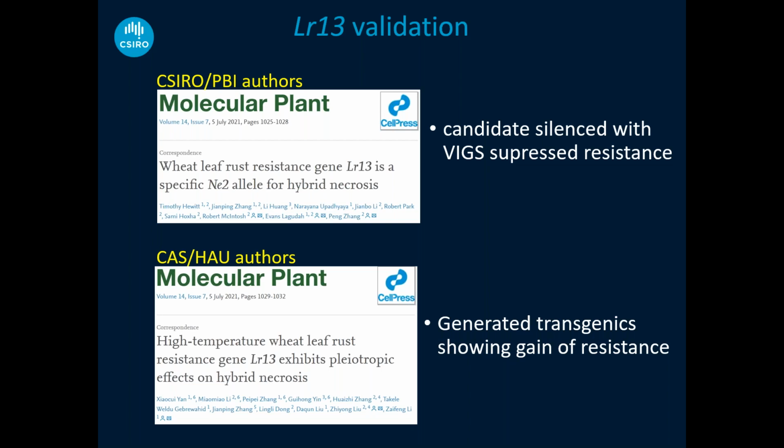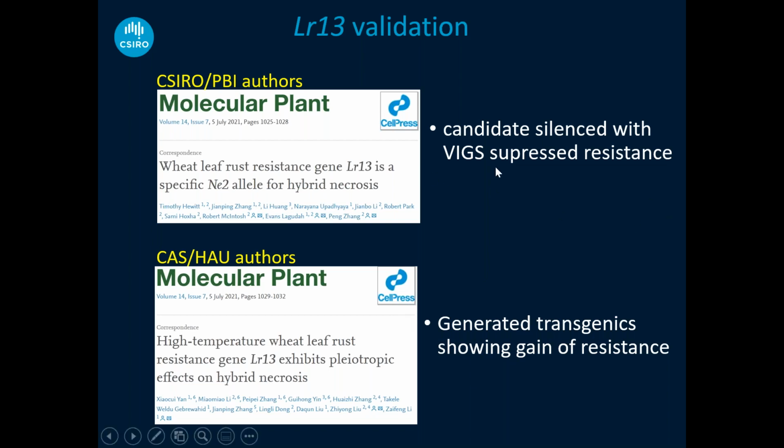So we actually cloned LR13 at the same time as another group who we were in close talks with, and we published these as companion papers. So originally they thought they had a novel leaf rust gene, which they called LRZH22, which actually, when they compared their sequence to ours, was exactly the same. So they'd actually just found LR13.